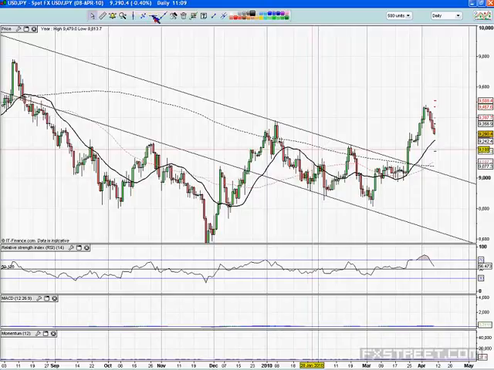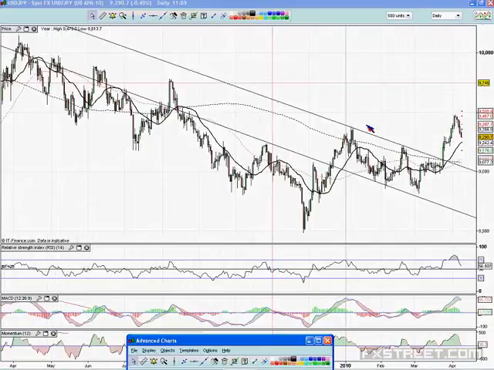Let's just have a look at an ABC. I think my charts have just gone a bit skewy. Let's just see if I can reset it. There we go.